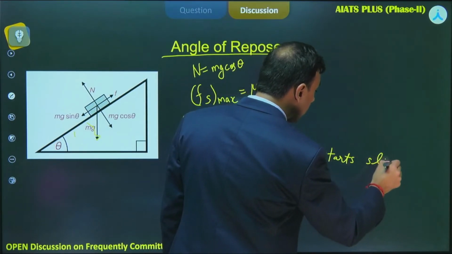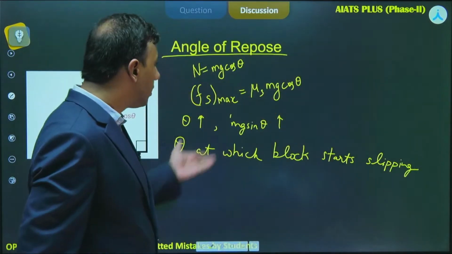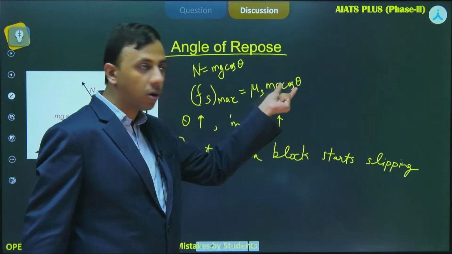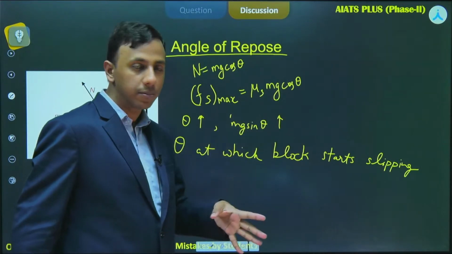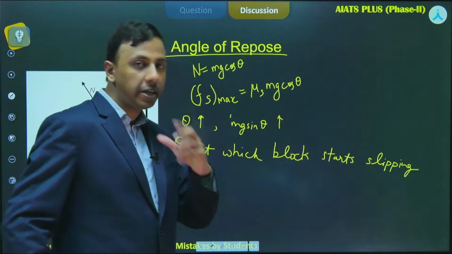Block starts slipping, right? And remember, if theta is very, very small, then this friction will be very, very large, isn't it? Because if theta is very small, cos theta will be very large. And if theta is small, mg sin theta will be very low. But at the appropriate theta, the block will start slipping. So that theta we have to find.